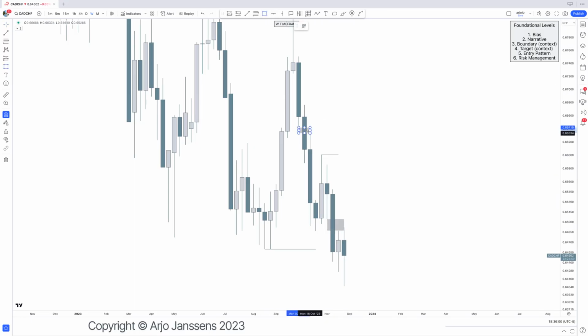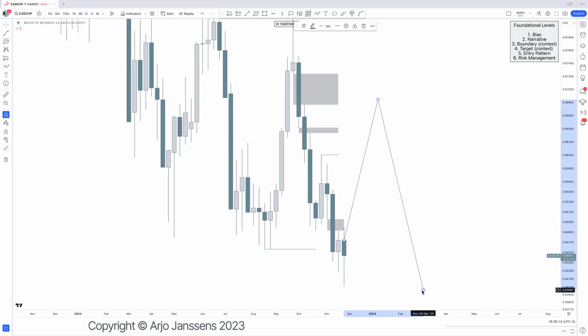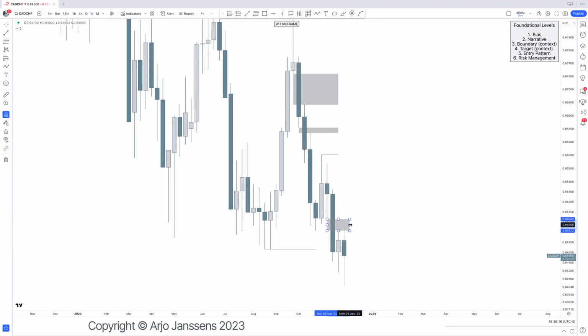So this fair value gap is not something you want to trade off of. These fair value gaps are not where you would expect a retracement towards to then continue lower off of that, because this is already the fair value area.